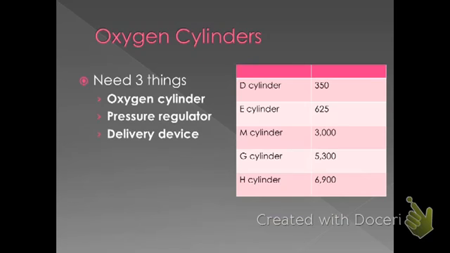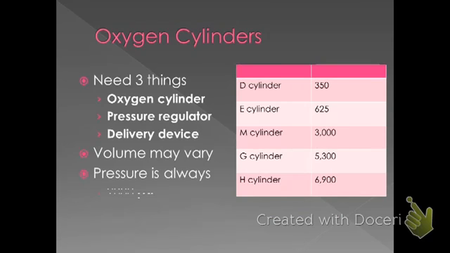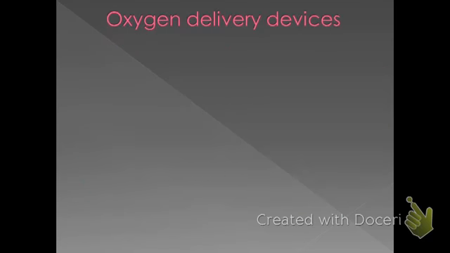And then last but not least, we need the delivery device, right? And the delivery device could totally be something as simple as a nasal cannula. It could be the bag valve mask. It could be the resuscitation device. So it's the device that we're going to put on our patient's face in order to deliver oxygen to our patient. As I stated earlier, the volume of the oxygen cylinder is going to vary, obviously, by the size, but the pressure is always constant. It's constant at 2,000 psi.